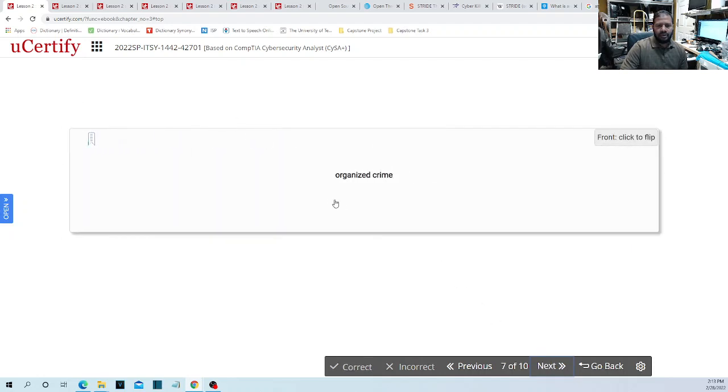Next would be organized crime. We already talked about that. Repeating, this is a type of threat actor who are generally organized to make money. They are motivated by money, and they are a group of hackers, an organized group of cyber criminals, and they create malware. They hack into individuals' or companies' systems. Organized crime, they're like an enterprise.